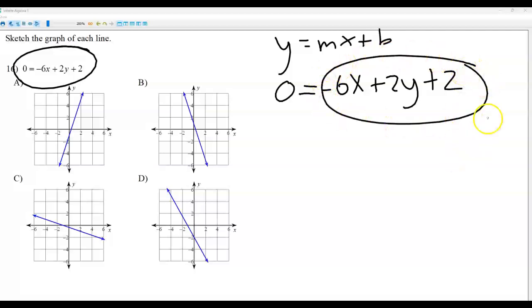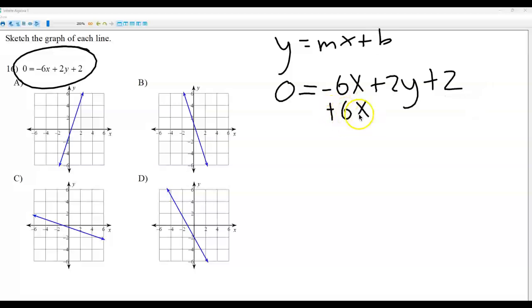And then I asked you, are there any other terms on that side other than the y term? There is. Here's my y term, but we also have an x term and a constant. So we have two other terms that are on the same side. Well, I want to get rid of those. I don't want those terms there. And the way that we get rid of those terms is by doing the opposite on both sides. So I'm going to add 6x on both sides. That gets rid of the 6x. And now I've got a 6x on the left.